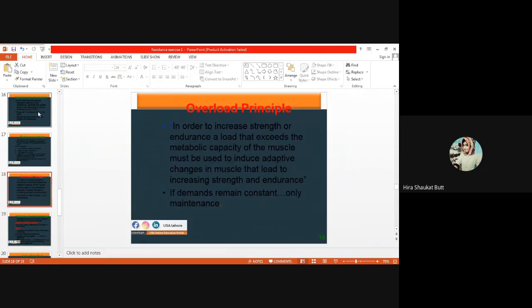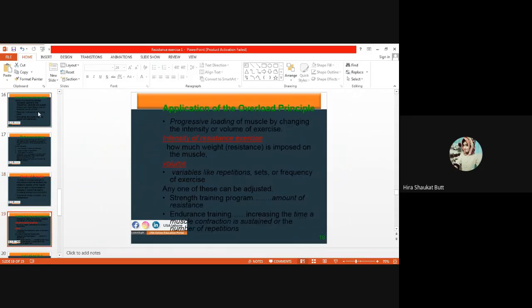We were discussing the overload principle: if you want to increase strength and endurance, then an overload must be applied, must be imposed on the muscles. And how to incorporate the overload principle in resistance training? We have to progressively increase the muscle load. And what is intensity? It was basically the force, the amount of weight, the amount of resistance.